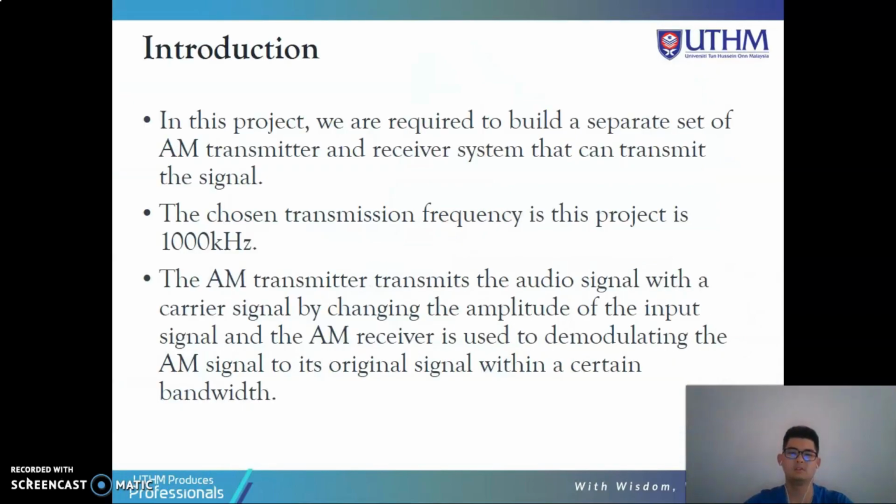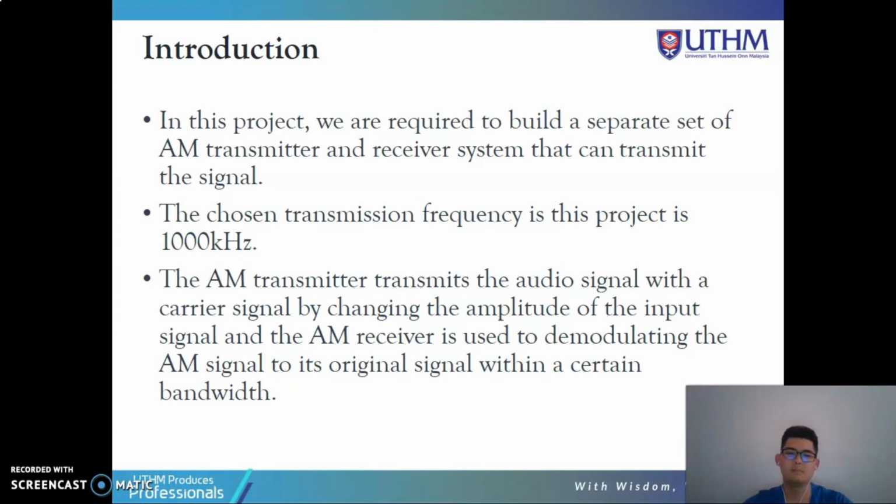Next is the introduction. In this project, we are required to build a separate set of AM transmitter and receiver system that can transmit the signal. Based on the MCMC allocated frequency, the frequency range is between 550 kHz to 1720 kHz. In this project, we are choosing a transmission frequency of 1000 kHz.